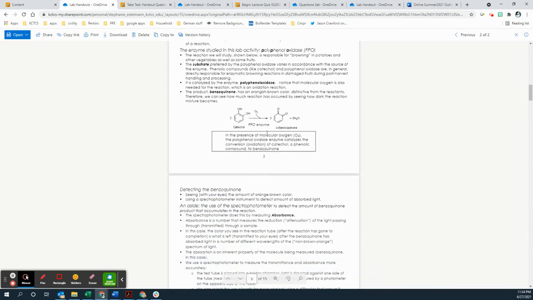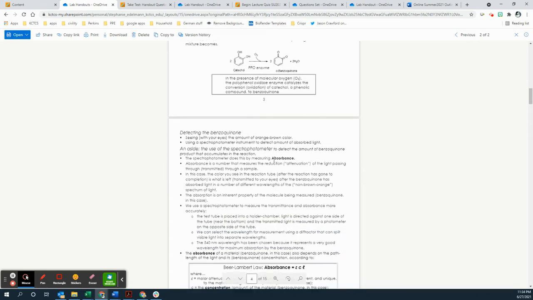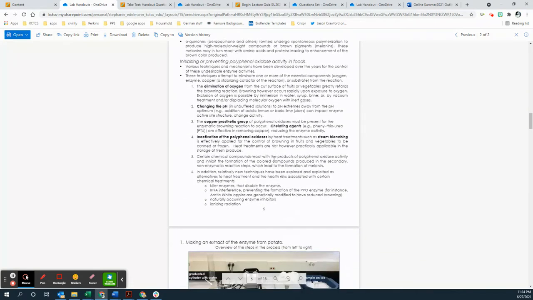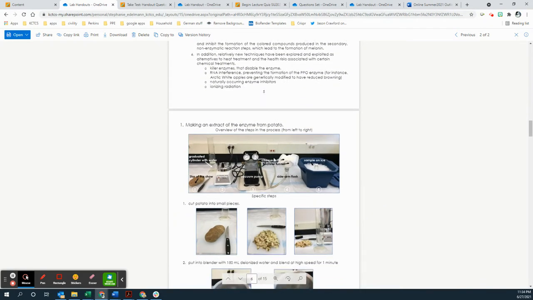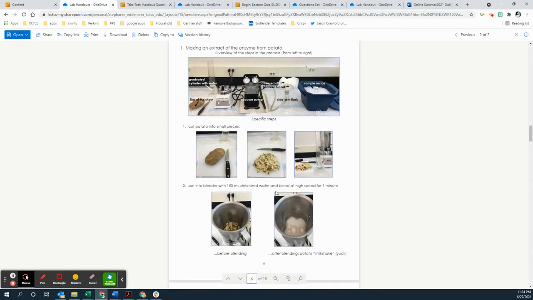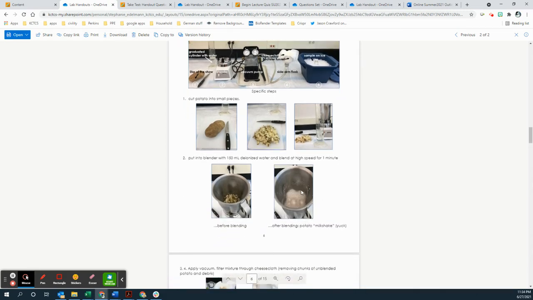what we're doing is we actually isolate an enzyme. And the enzyme is actually responsible for the browning of potatoes. And I go over that in the lecture. And what we would be doing in the lab is we would literally be chopping up a potato, blending it, and isolating the enzyme that way. And so the enzyme is right in there.